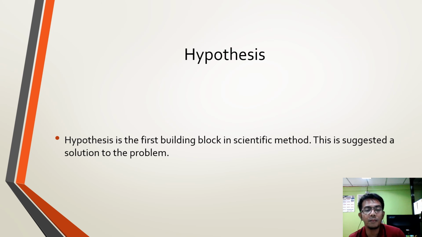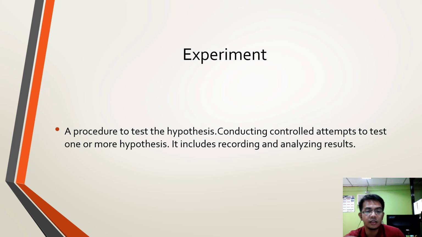Okay, then your hypothesis. A hypothesis is the first building block in the scientific method. This suggests a solution to a problem. Then experimentation, a procedure to test the hypothesis. It is a controlled attempt to test one or more hypotheses, including recognizing and analyzing the result.